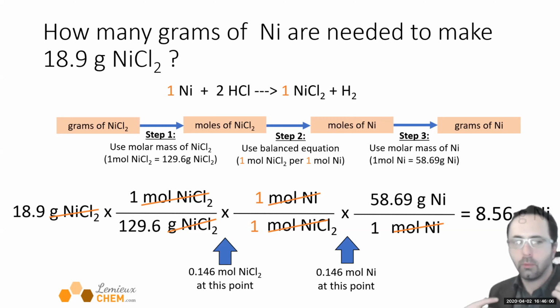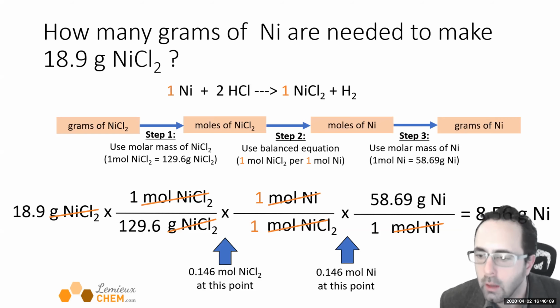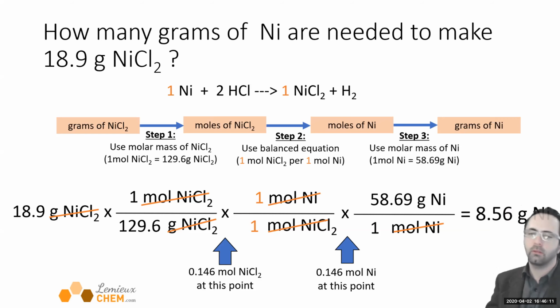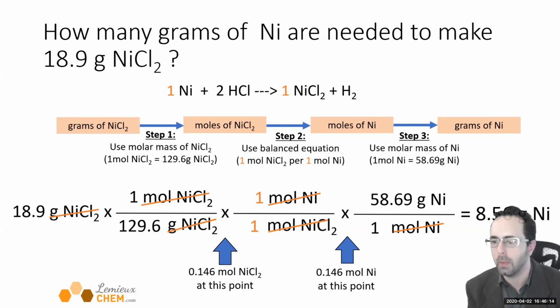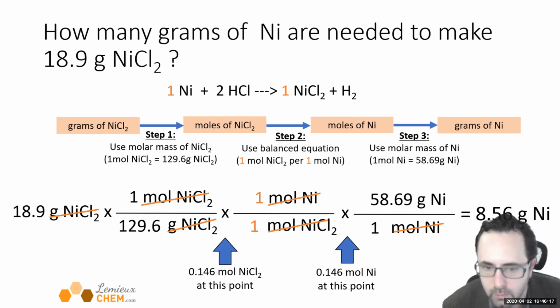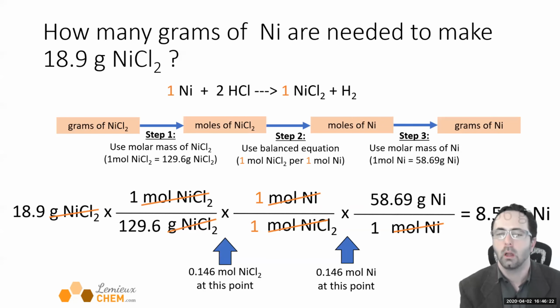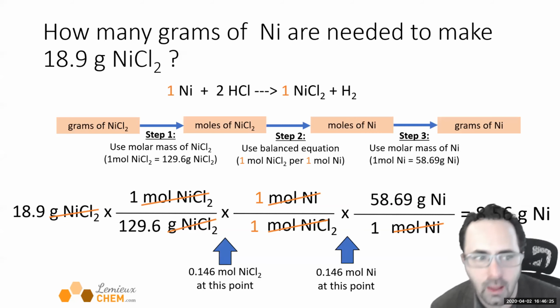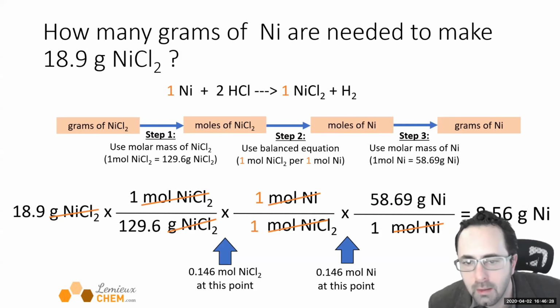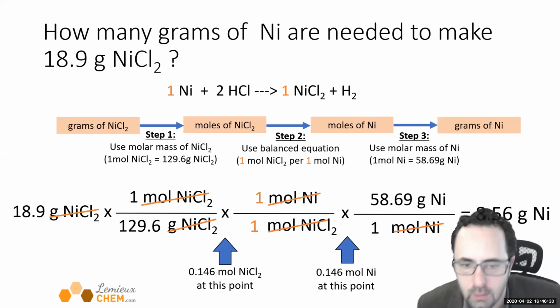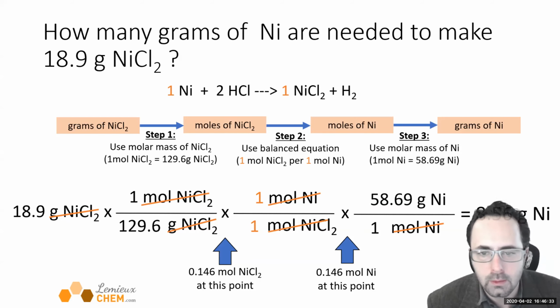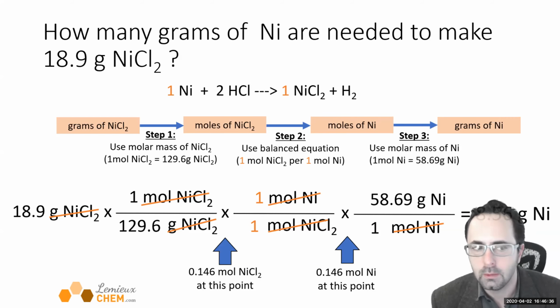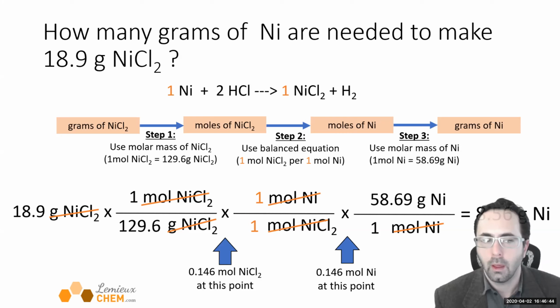So what we figured out is if we have 18.9 grams of nickel(II) chloride, we can make 8.56 grams of nickel, or we would make that from 8.65 grams of nickel. Any questions on our second example here? Anyone want me to go back and talk about a step again? Okay, you can always ask me later.